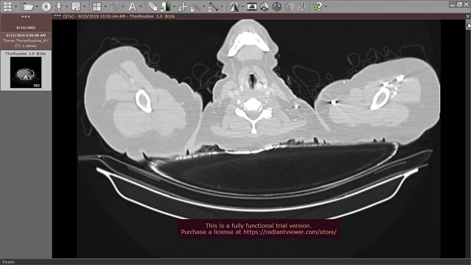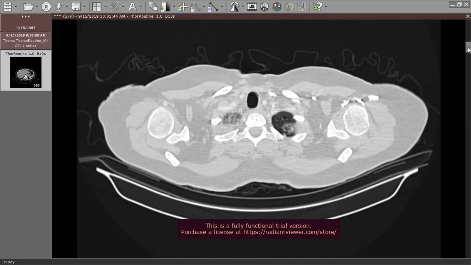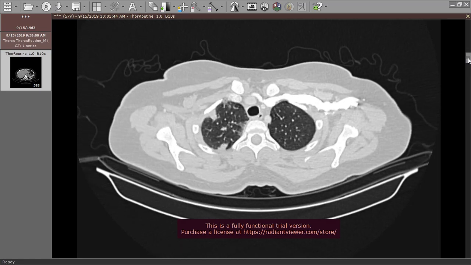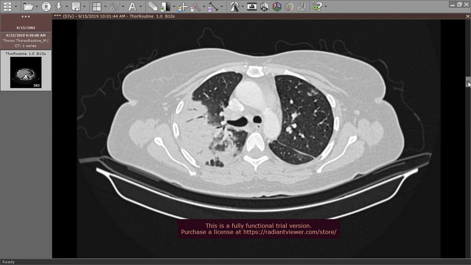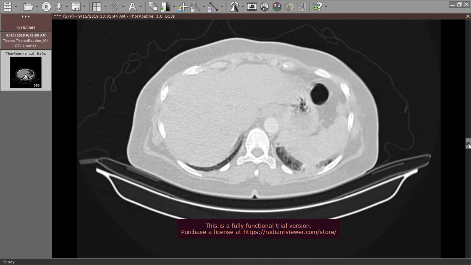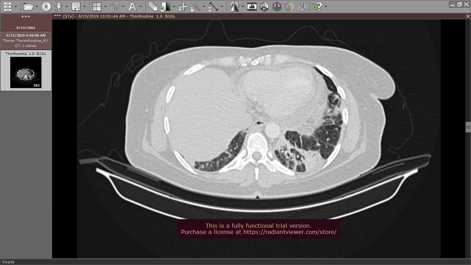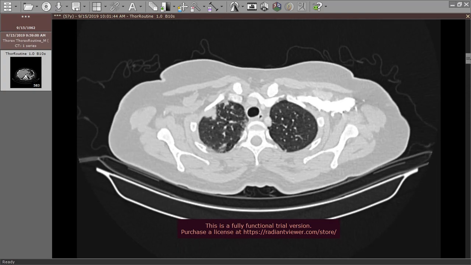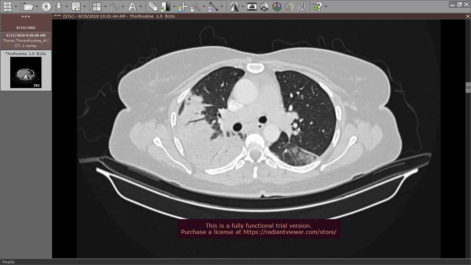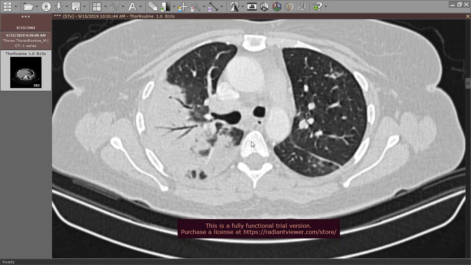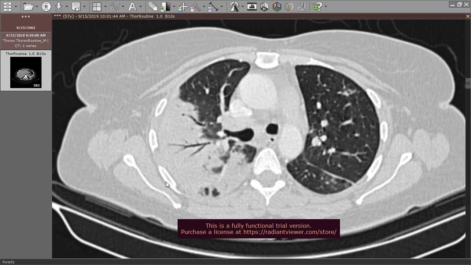Case number 1. Of course, this is the lung window. We will review the case first. Of course, as everyone notices, there are multiple consolidative patches seen in both lung fields. These multiple consolidative patches are mainly characterized by this important sign, which is called air bronchogram.